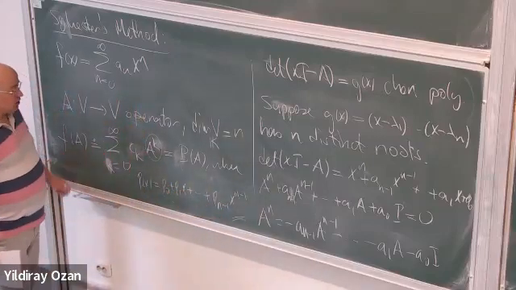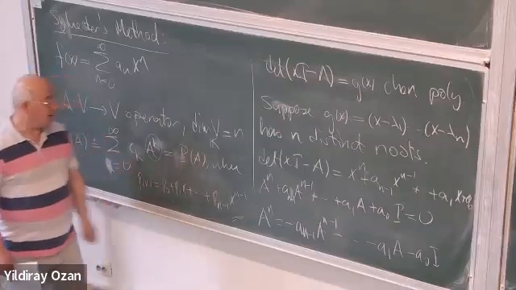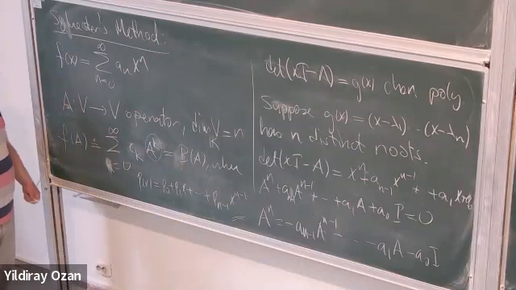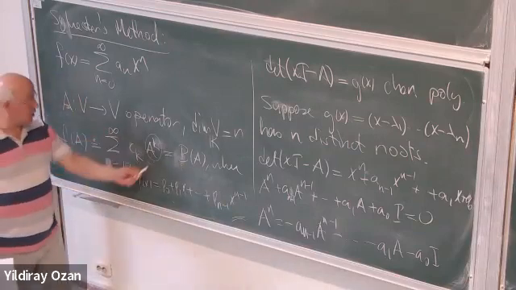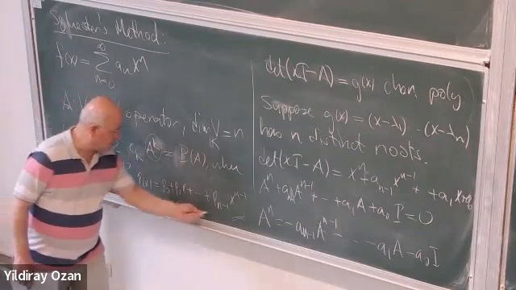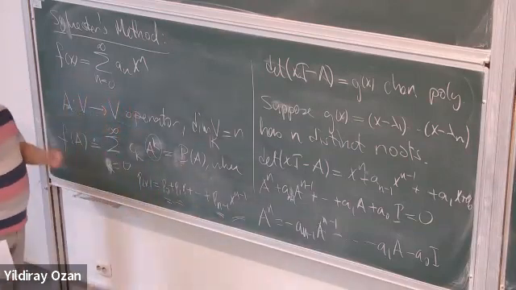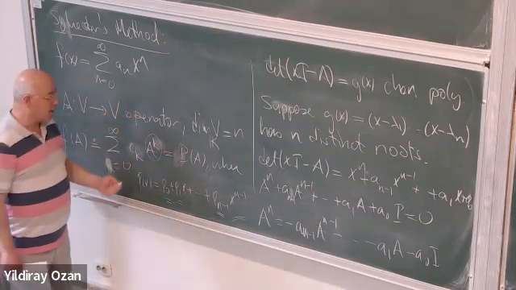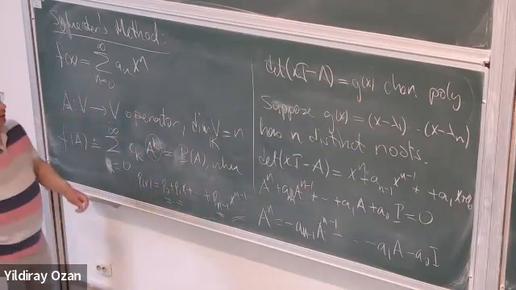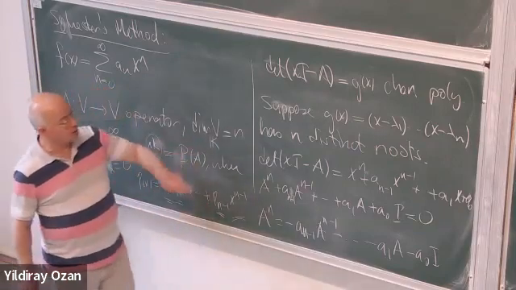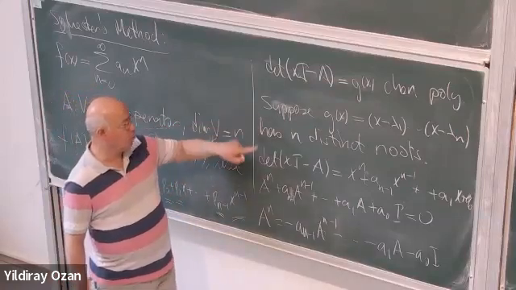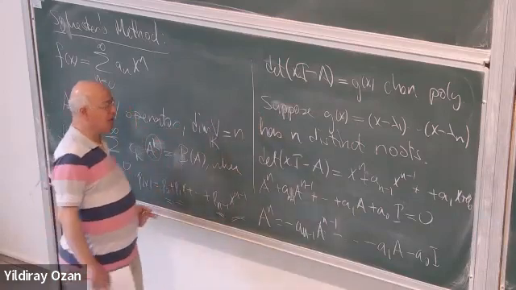So, this gadget is equal to P of A for some polynomial. And computing this infinite series reduces to computing these coefficients. And the Sylvester method gives us a way of computing these coefficients. And we have seen one instance of that, namely, the case where the characteristic polynomial has n distinct roots.